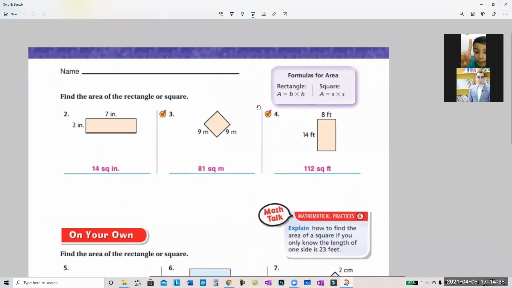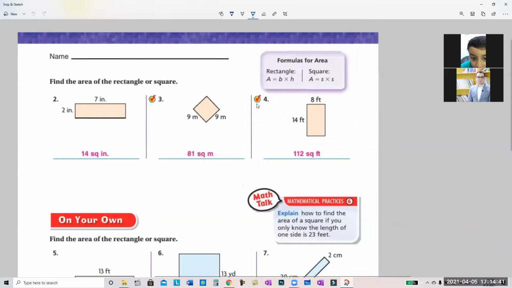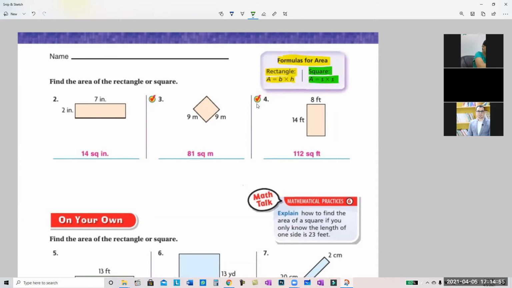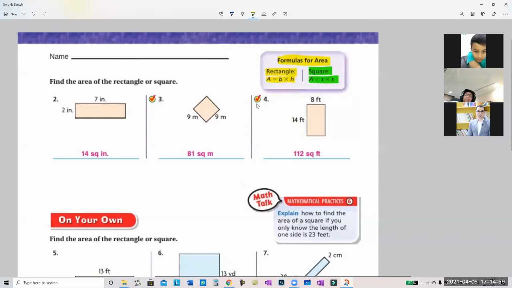And remember that we have two formulas today: rectangle, area equals base times height, and square, area equals side length times side length. So now, find the area of the rectangle or square.